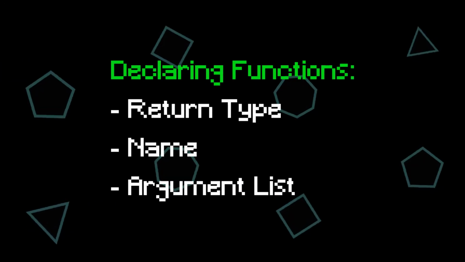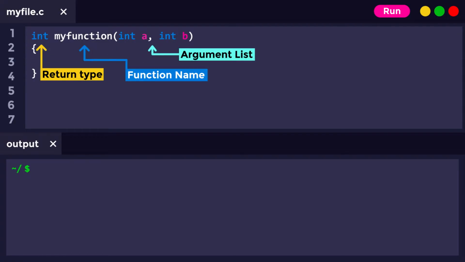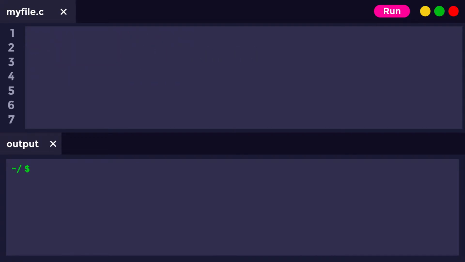Okay, let's talk about declaring functions. There are three things you need to know about declaring functions: the return type, the name, and the argument list. The return type is what data type the function will output. Then there is a name, which is what you decide to call your function. And lastly, we have the argument list, which is a comma-separated set of inputs to your function, each of which has a data type and a name.